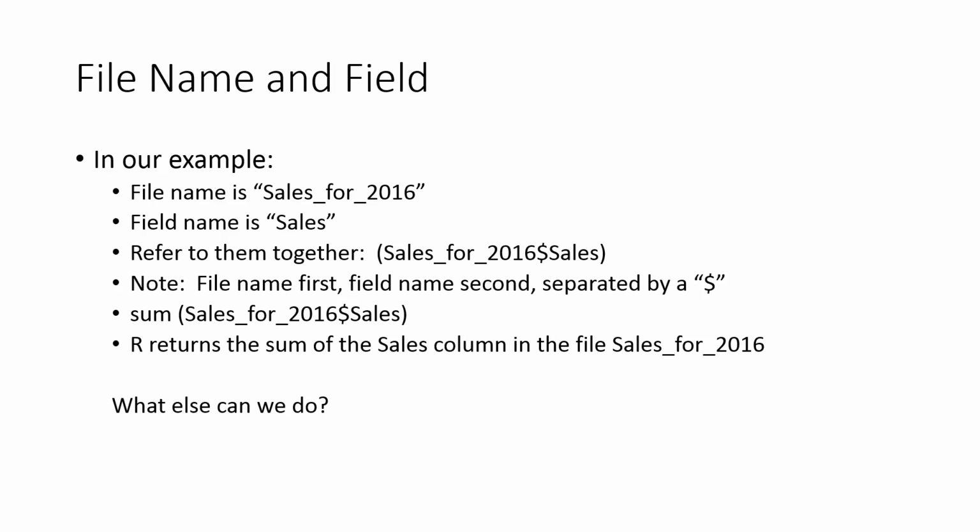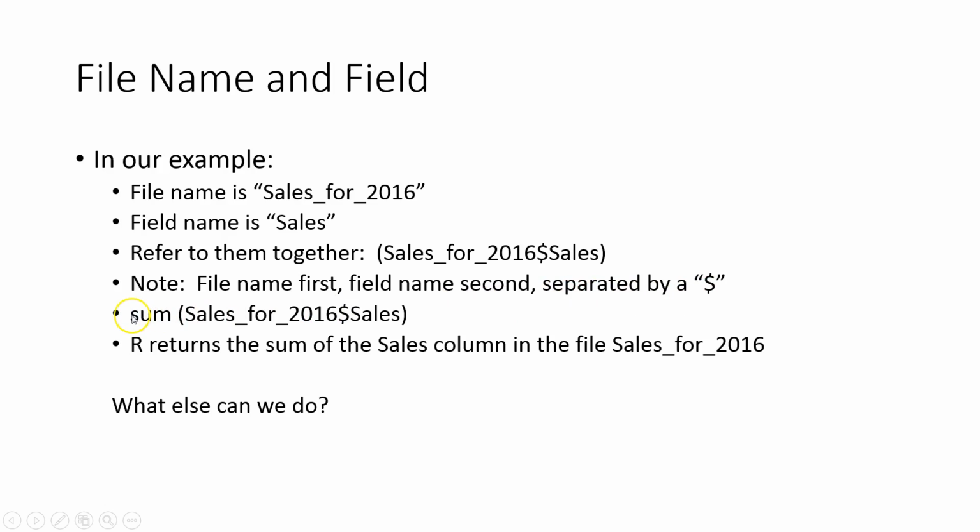First specify the file name and then specify the field name, and separate those by a $ sign. So you can see in this example, sales for 2016 is the file name. It is separated by a $ sign followed by the word sales, which is the field name. So I could actually dump out all of the values for sales out of this file and display them or put them into a calculation of some sort. And this is how I would isolate that field. So file name first and then field name second, separated by a $ sign.